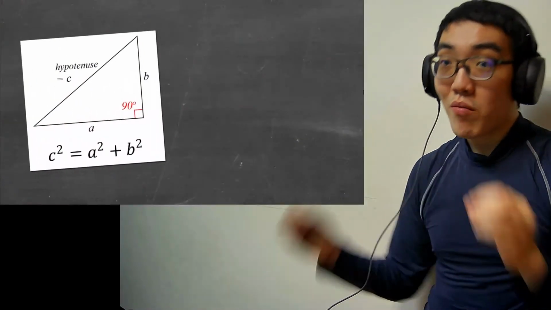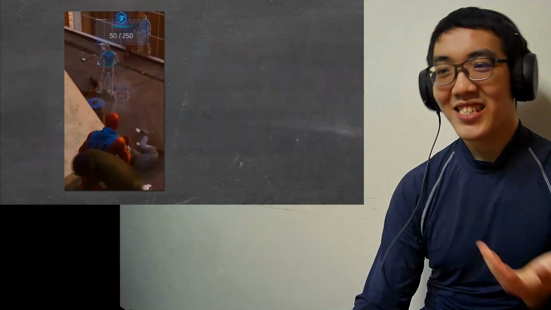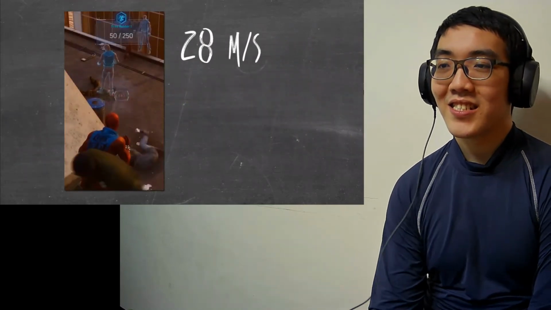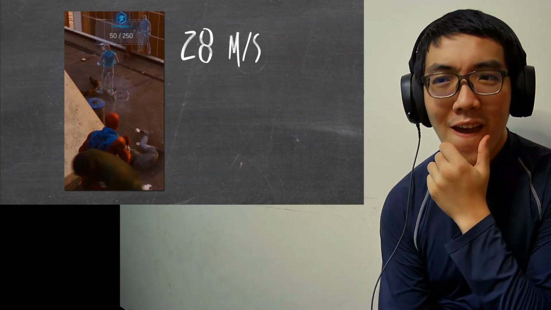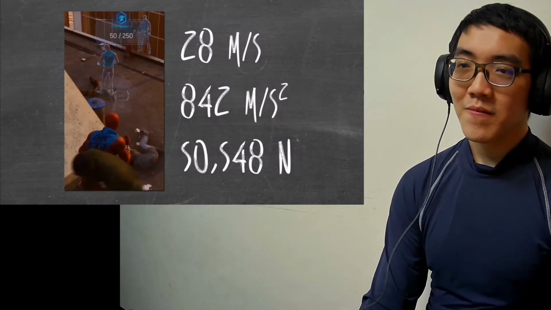I like to use the Pythagorean theorem to get more accurate measurements when I don't have a straight ruler, since pixels can be wonky, and since this mook moves diagonally, we can determine that he's traveling at 28 meters per second and accelerates to his top speed in one frame, giving him an acceleration of 842 meters per second squared, requiring a force of 50,548 newtons to get the ball rolling.